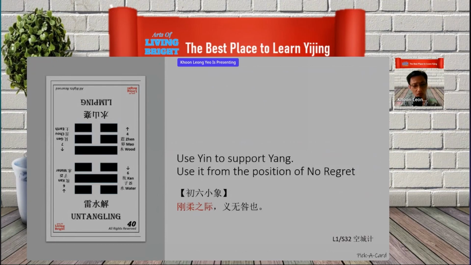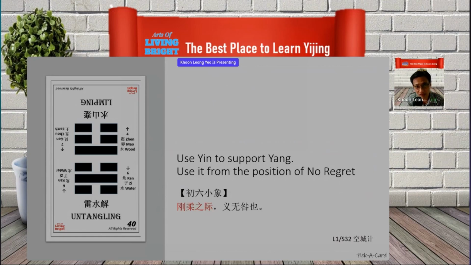Now, it comes from 雷水解, number 40. 出六小象，刚柔之际，宜无咎也. Loosely translated, use the yin to support the yang. That means use your weakness to support your strength and use it from the position of no regret. Meaning that if you really want to use this stratagem, you don't regret later on.